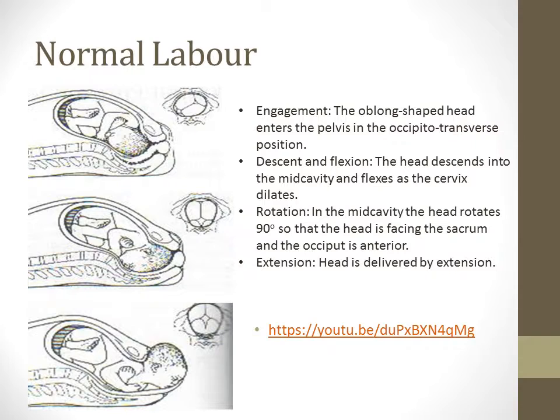The head enters the pelvis in the occipito-transverse or OT position. As the head descends further through the mid-cavity, it flexes and rotates through 90 degrees, so the head is facing the sacrum, and the occiput is anterior, the OA position. The head is then delivered by extension. The attached YouTube video demonstrates the head descent through the pelvis.